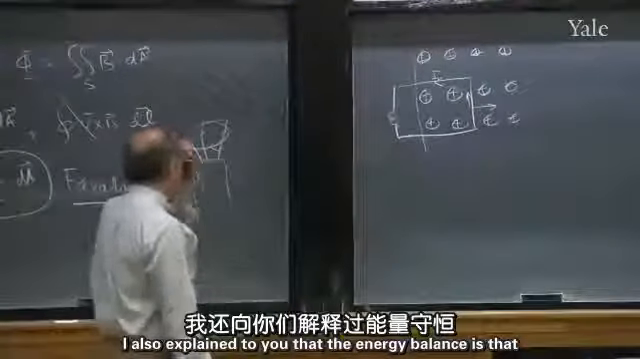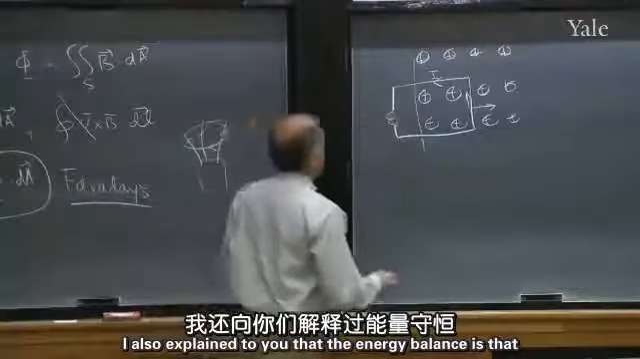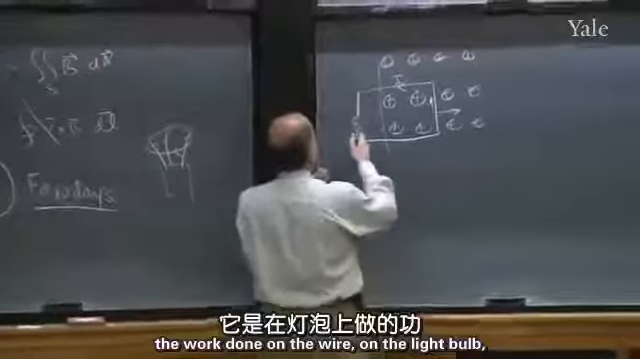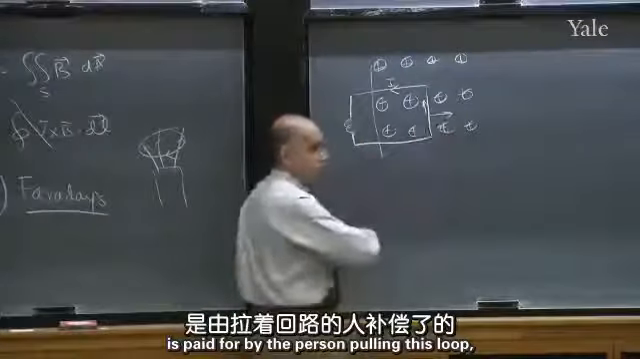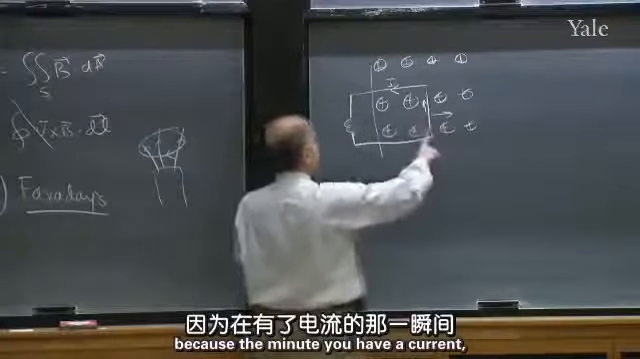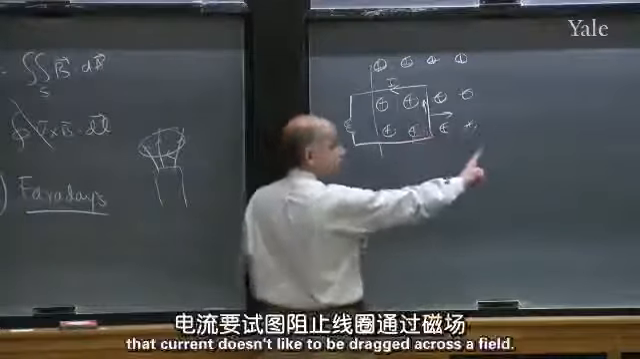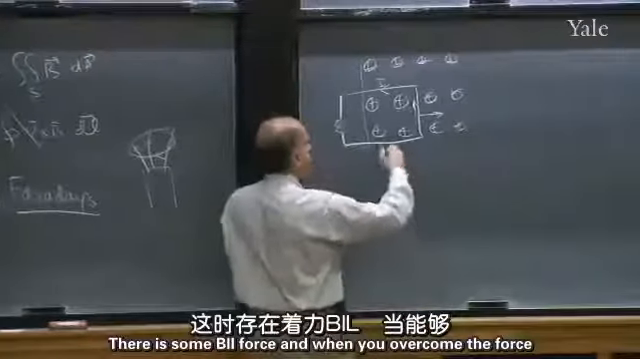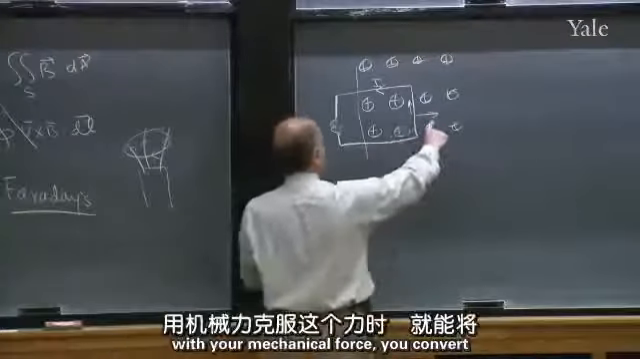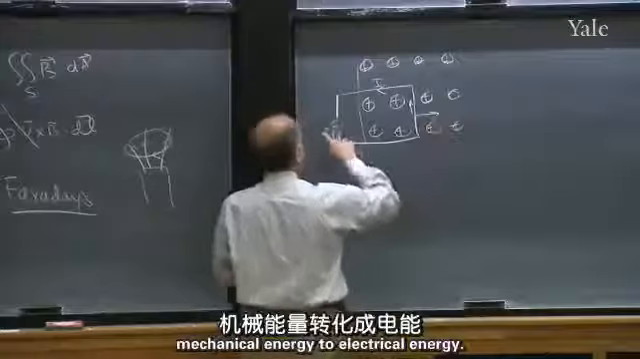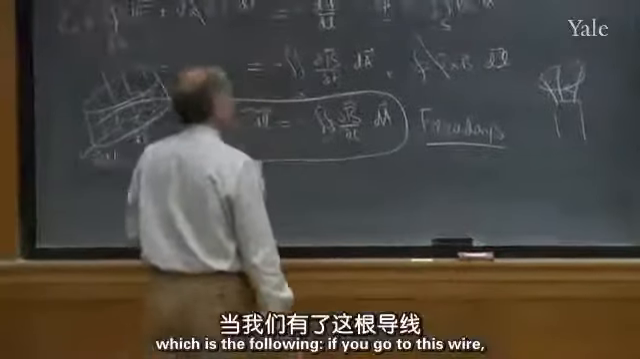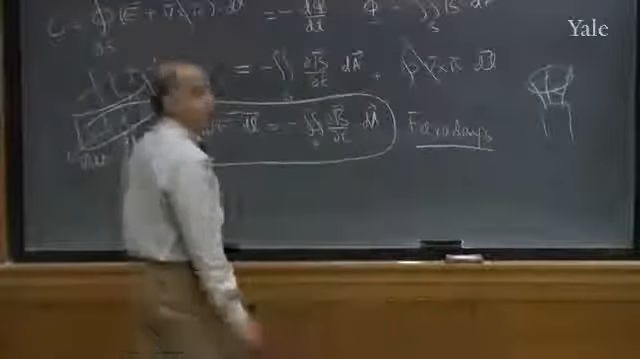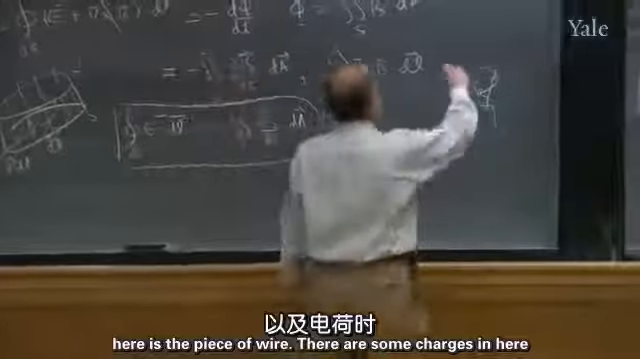I also explained to you that the energy balance is that the work done on the light bulb is paid for by the person pulling this loop. Because the minute you have a current, that current doesn't like to be dragged across the field. There is some BLI force, and when you overcome the force with your mechanical force, you convert mechanical energy to electrical energy. There's one subtlety that is usually overlooked, which is the following. If you go to this wire, here is the piece of wire.